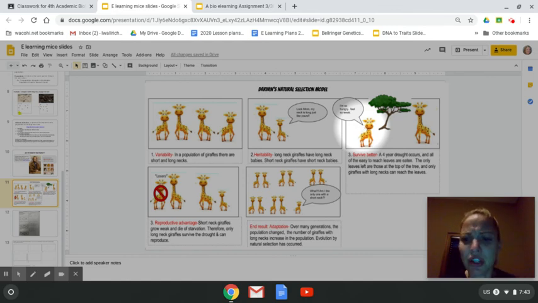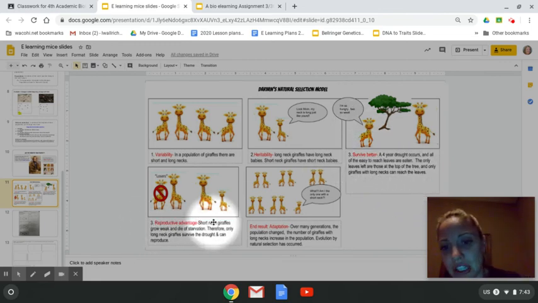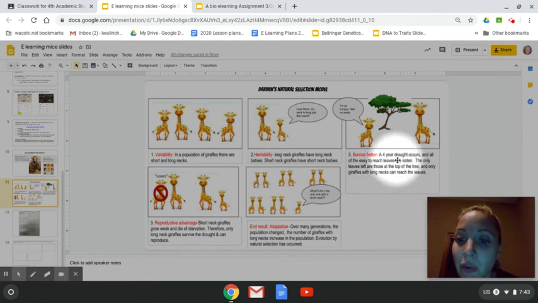Okay, reproductive advantage. I had to do it in mine. I felt like it made more sense in 2 steps. I had to explain why it was a reproductive advantage. So I did it with survive better and then the reproductive advantage down here. So a 4-year drought occurred and all of the easy to reach leaves were eaten. The only leaves left were those at the top of the tree. Only the long-necked giraffes can reach the leaves.